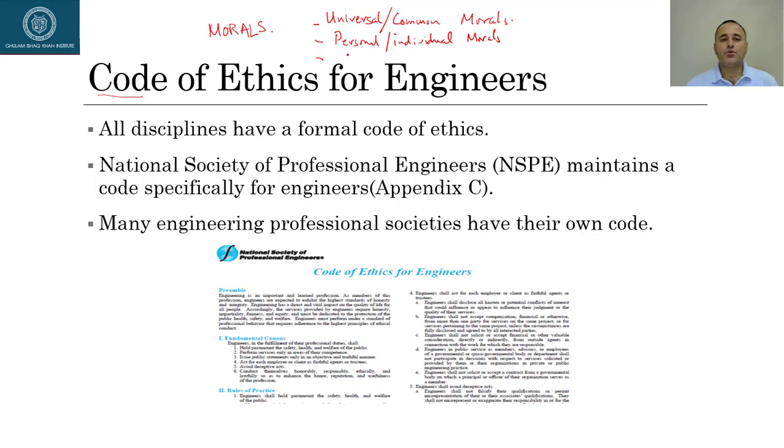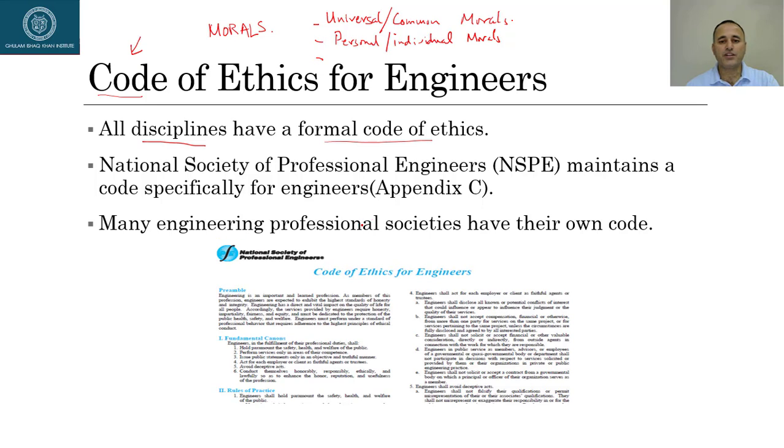But whenever it comes to different professional bodies or different professions, like for example, engineering, medicine, or let's say there is a code of ethics for risk management professionals and some other professions, of course, they are referred to as codes. Okay, not morals, but code. Okay, so code of ethics. So all disciplines have a formal code of ethics. Okay, for engineering in the US, it's the National Society of Professional Engineers who maintains codes. Okay, so a code is like a set of standards that you as a professional have to follow.